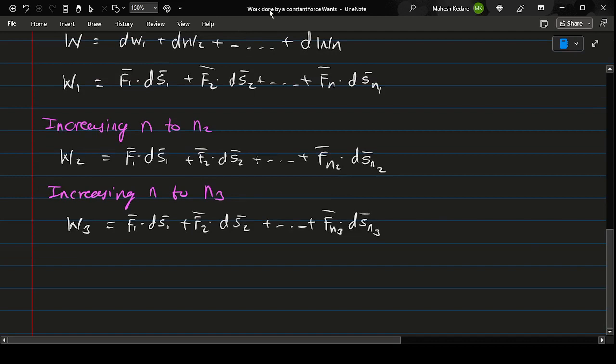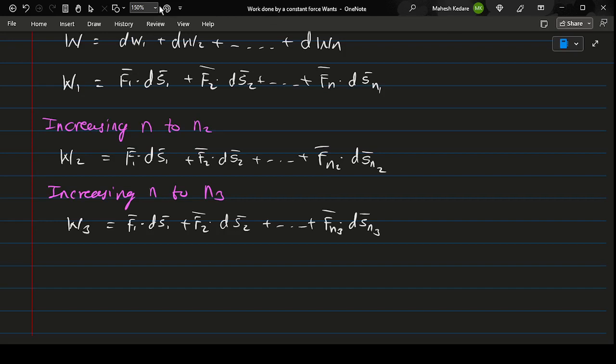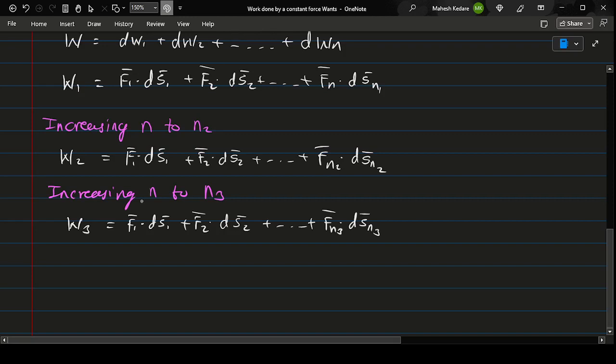This process is endless. We can go on increasing the number of divisions and shrinking the individual displacement, and obtain the total work done that is closer and closer to the true value. This is an endless process. So this process will generate an infinite sequence of works: W1, W2, W3, an infinite sequence of the work.